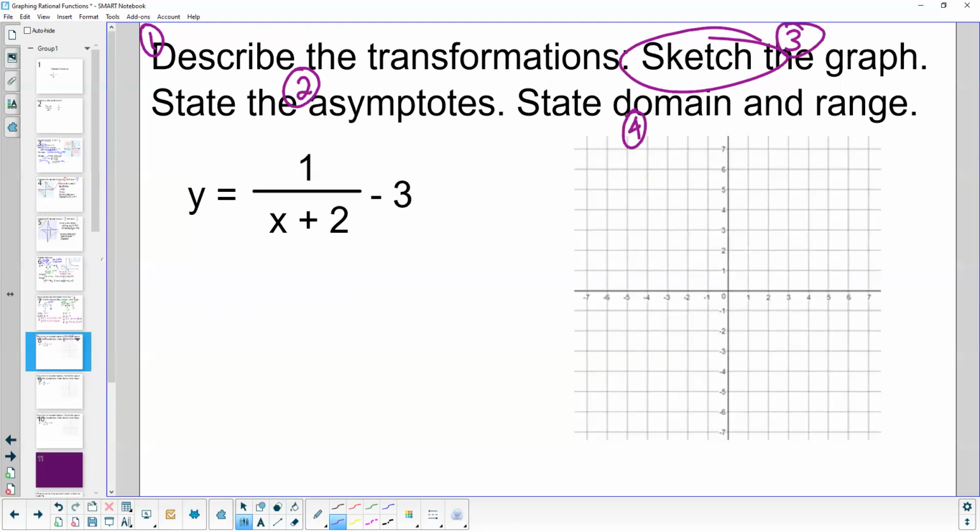So let's take a look at this. How does our function shift here? The 1 causes no stretch. We went to the left 2, and we went down 3. So how does that affect our asymptotes?